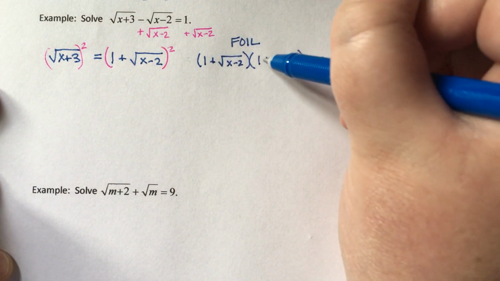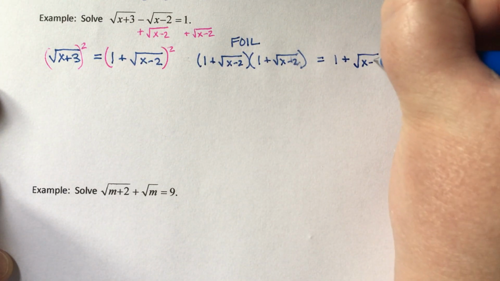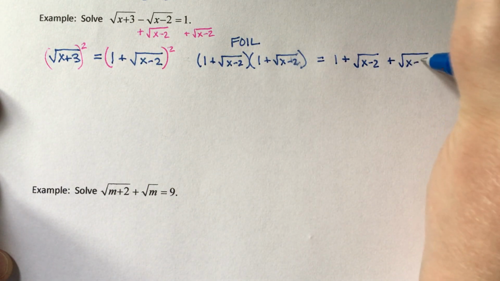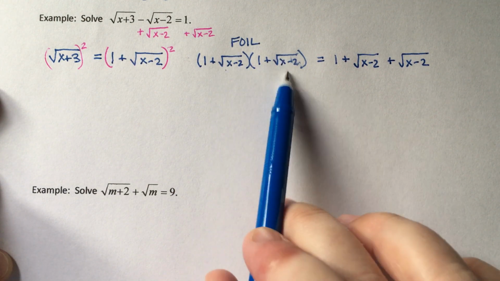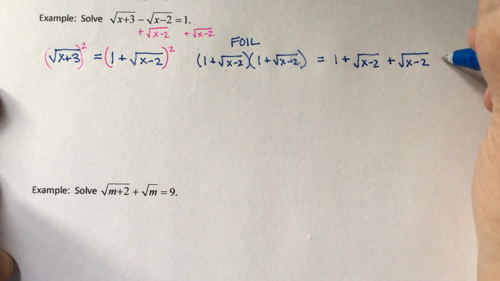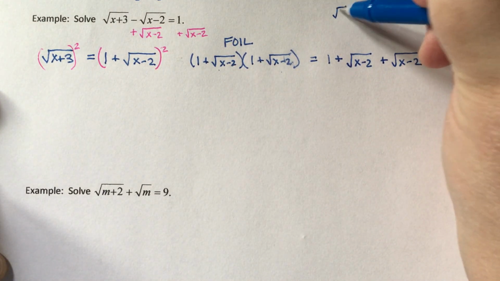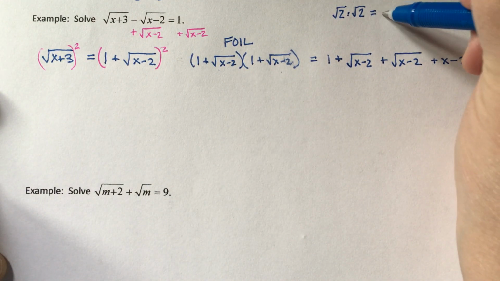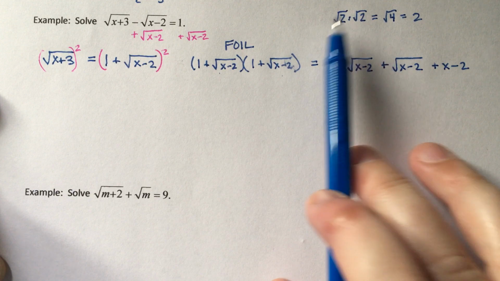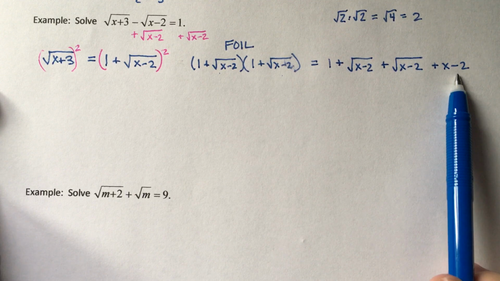Let's FOIL. 1 times 1 is 1. 1 times the square root of x minus 2 is the square root of x minus 2. Square root of x minus 2 times 1 is the square root of x minus 2. And then square root of x minus 2 times square root of x minus 2. When we multiply a number by itself, that's the same as squaring it, so that actually undoes the square root. Just like if you took the square root of 2 times the square root of 2, you'd get the square root of 4, which is 2. Multiplying any radical by itself undoes the square root. So at least that helps us a little bit.